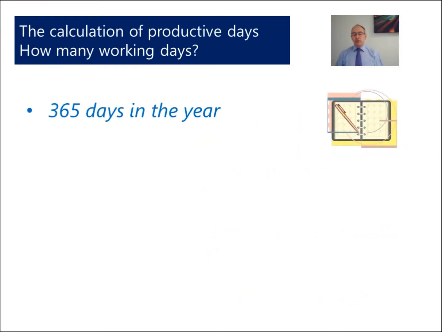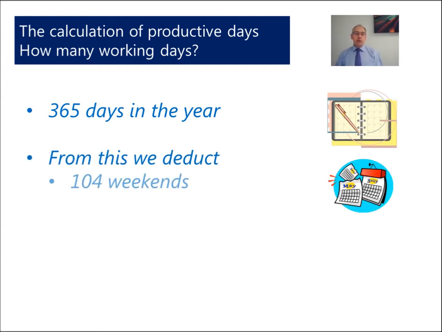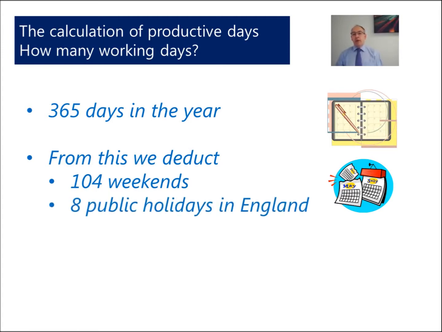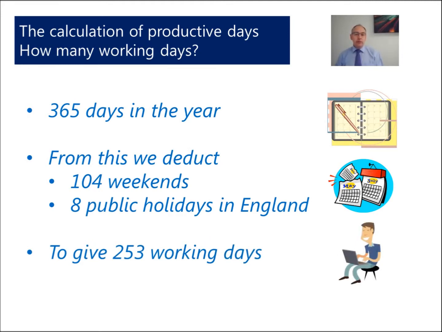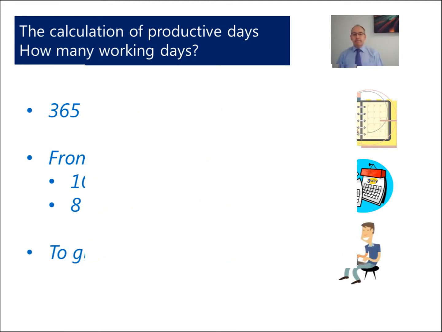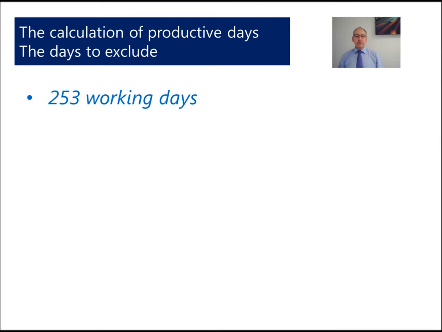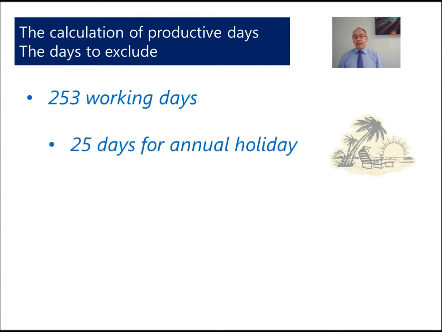First, let us work out the number of working days. So of the 365 days in the year, we need to deduct 104 days for weekends. And in England, there are 8 public holidays. This gives us a balance of 253 working days. So 253 working days.